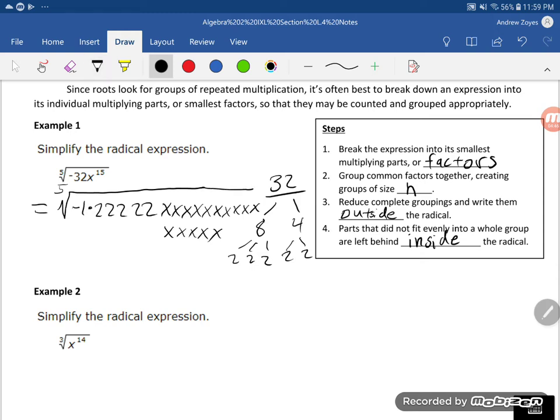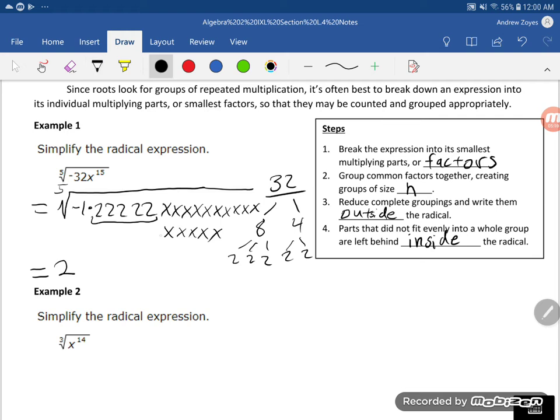Now, why is it helpful to do this? Because I'm looking to make groups. So now I can go ahead and look for groupings of 5. So I see 5 2's right there. So I'm going to group those together, and on my next step, I'm going to pull that out. So on my next step, I'll start by writing a 2. Because that group of 2's reduced to a single 2, and it's now outside the radical.